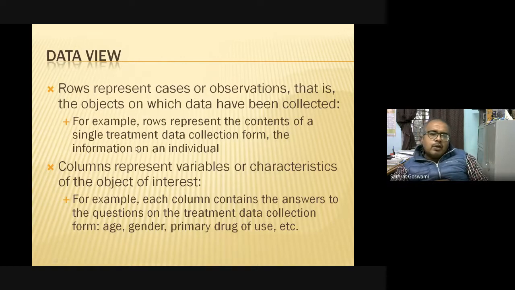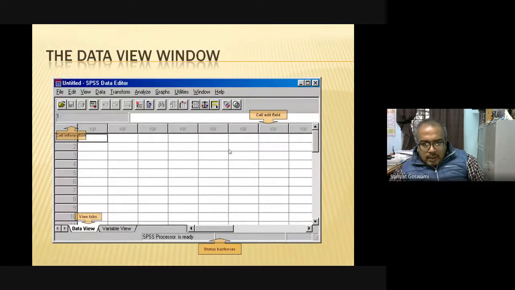For example, rows represent the contents of a single treatment data collection form, the information on an individual. A particular row, as I said, is talking about the information collected from a single individual.